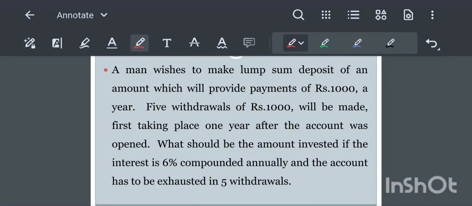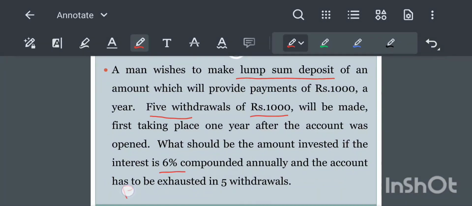In problem 1, what is given is, a man wishes to make a lump sum deposit of an amount which provides payment of 1000 a year. 5 withdrawals of rupees 1000 will be made, the first taking place one year after the account was opened. What should be the amount invested if the interest is 6% compounded annually and the account has to be exhausted in 5 withdrawals? So, we need to find a lump sum amount which is to be deposited now to get periodic payments of rupees 1000 for 5 withdrawals at a rate of 6% compound interest.